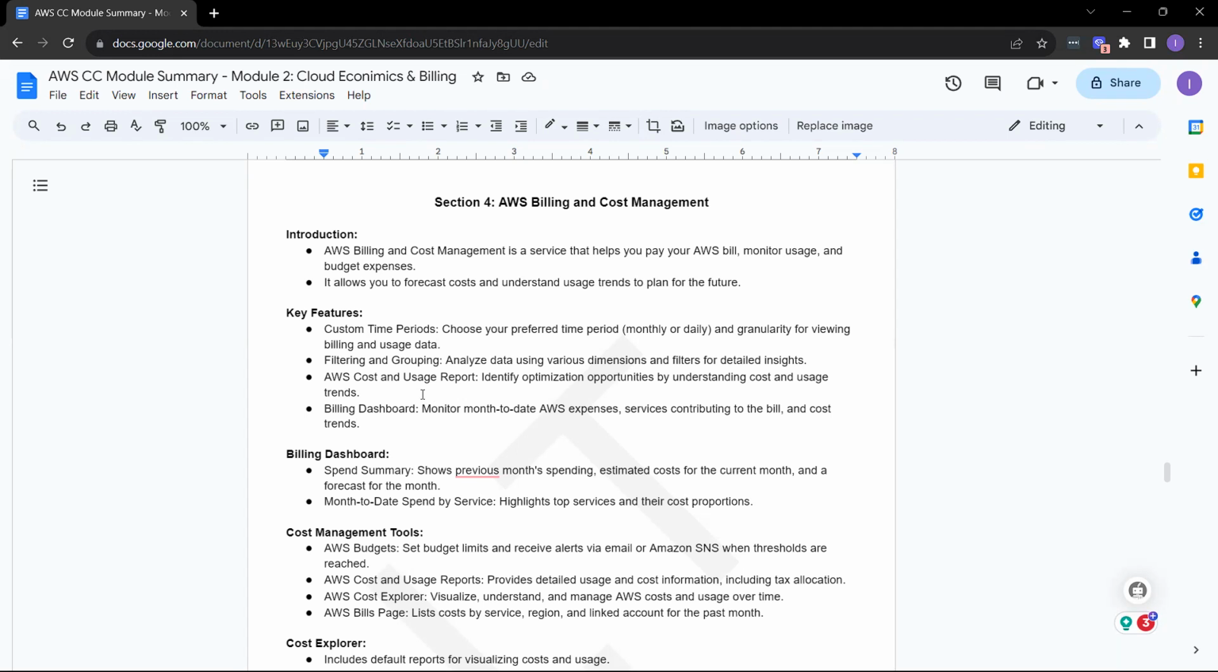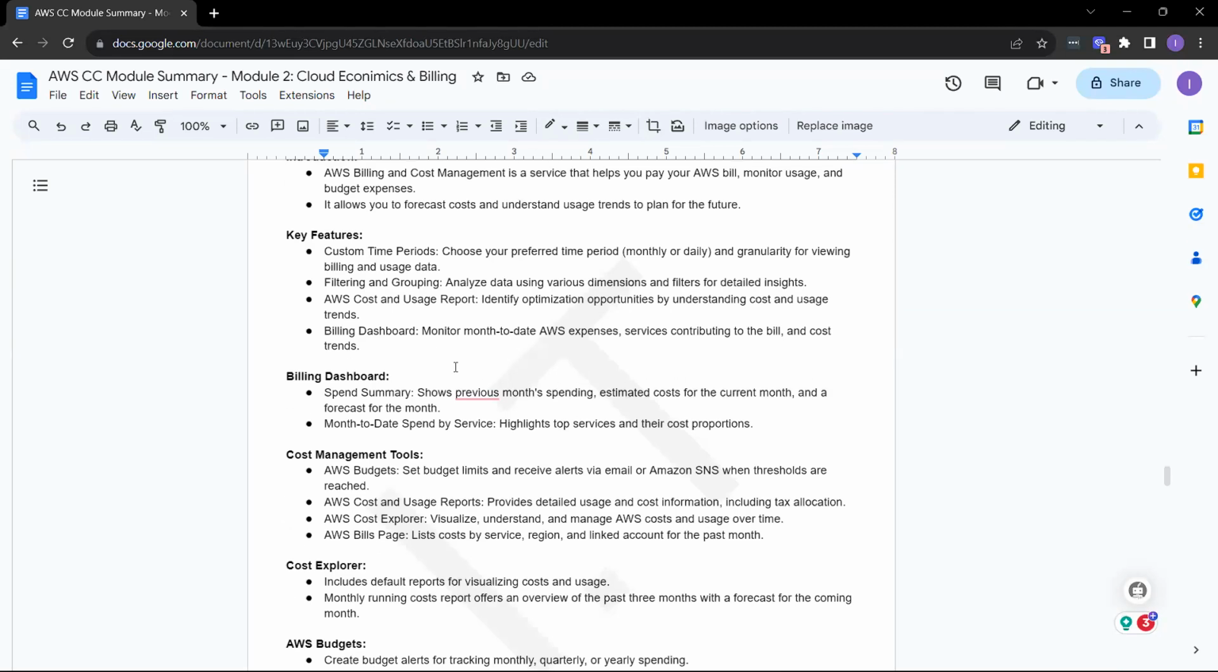And then you have the billing dashboard, where you are able to monitor your month to date expenses, and also look at services that are contributing to the bill and your cost trends. So if you are overspending, or you want to look at how you are spending over a period of time in a month, that is the month to date. On the billing dashboard, you are able to see your spend summary and your month to date spend by service. It also highlights the top services and their cost proportions.